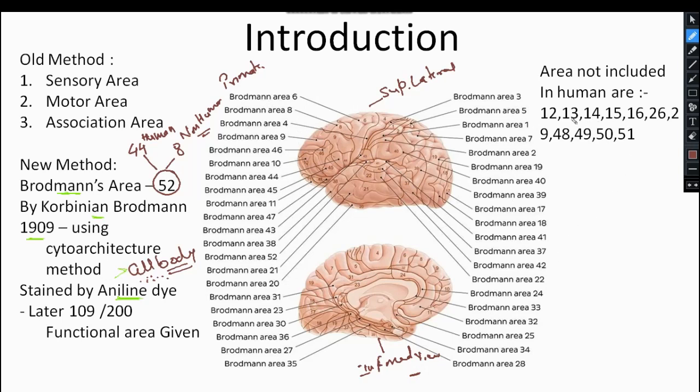All the areas have numbers, except, remember, except Brodmann's numbers 12, 13, 14, 15, 16, 26, 29, 48, 49, 50 and 51. We do not see these areas in the human brain. Clear? Am I clear?